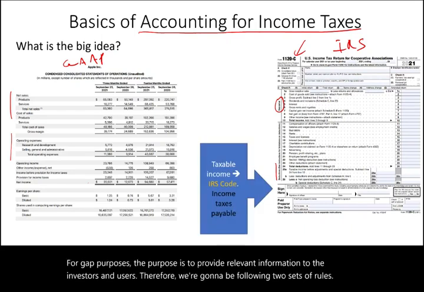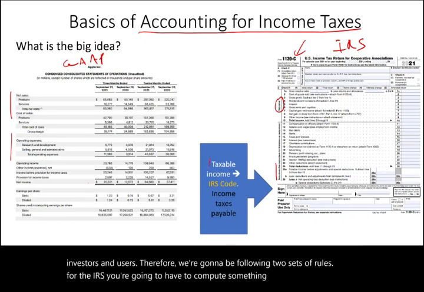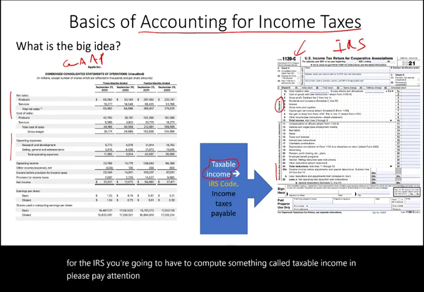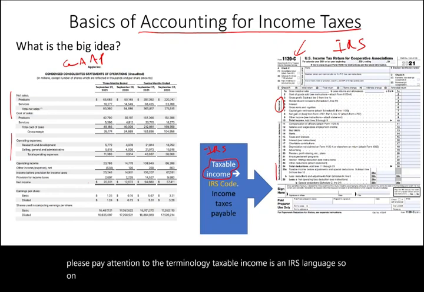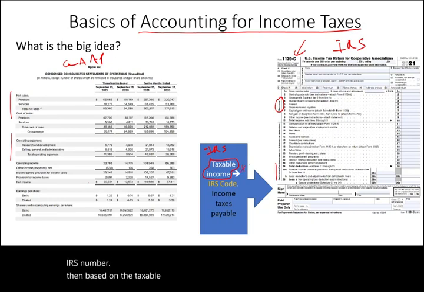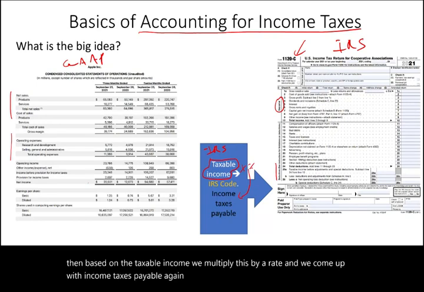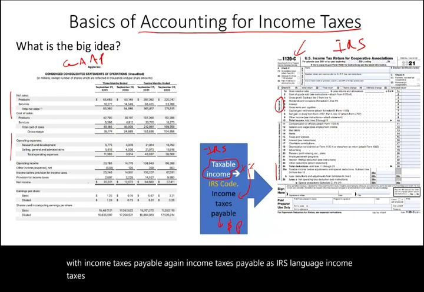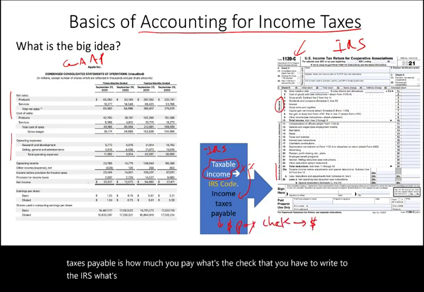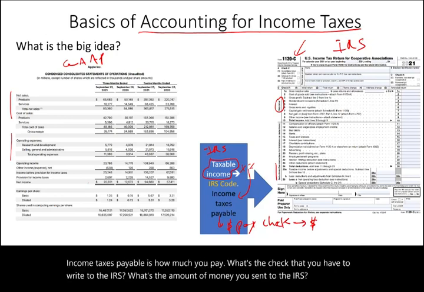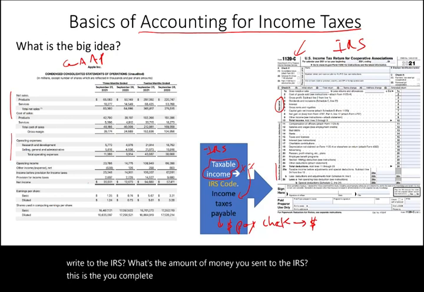For the IRS, you're going to have to compute something called taxable income. Please pay attention to the terminology. Taxable income is IRS language. So on the exam, when I refer to taxable income, it means we are dealing with an IRS number. Then, based on the taxable income, we multiply this by a rate and come up with income taxes payable. Again, income taxes payable is IRS language. It is how much you pay, the check that you have to write to the IRS, the amount of money you send to the IRS. You complete this on the 1120C.